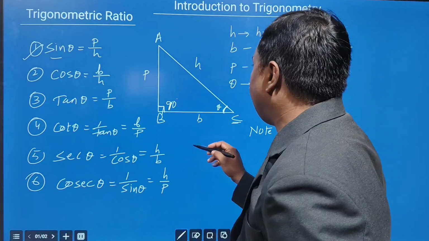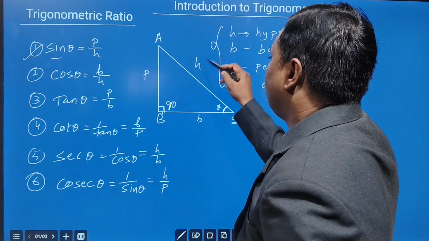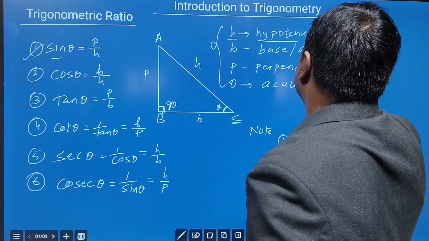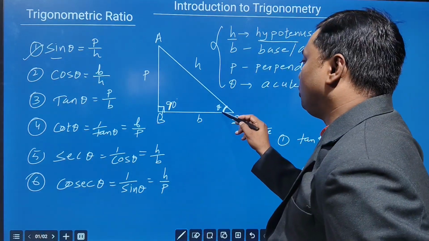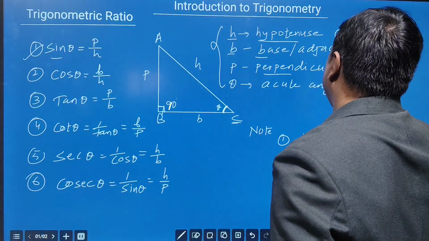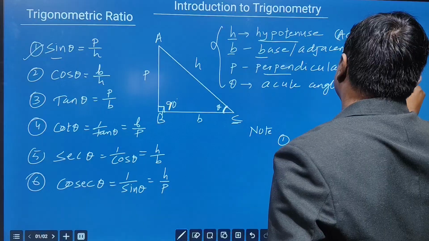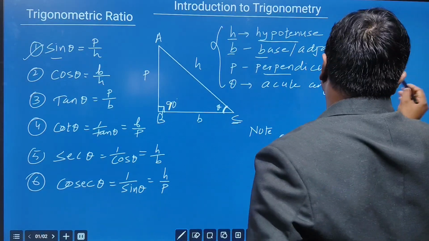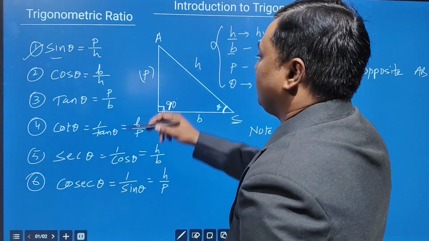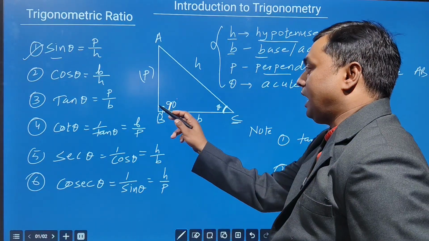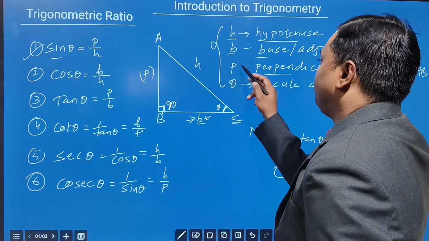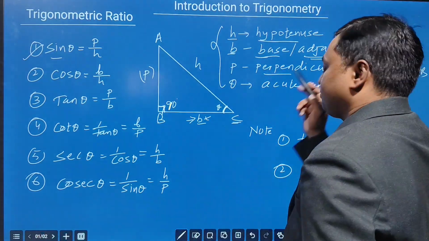In a right angle triangle, we have three terms. AC, which is the longest side, is called the hypotenuse. The side opposite to the acute angle, that is AB, is called the perpendicular, or also called opposite. You can see this AB is opposite, or perpendicular. The side containing the 90 degree and the acute angle is called B, or base. B for base or adjacent.